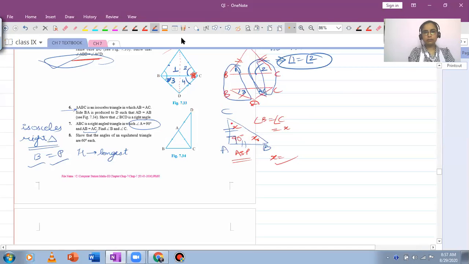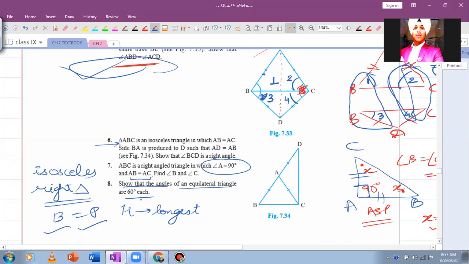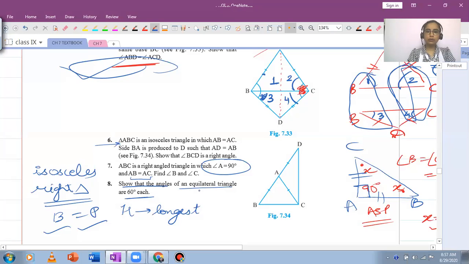The next question that we have is the result. You have used time and again that in an equilateral triangle, the measure of each angle is 60 degrees. Now you have to prove this, that the angles of an equilateral triangle are 60 degrees each. Then angles opposite to equal sides. Yes, this is the same property we are going to use.